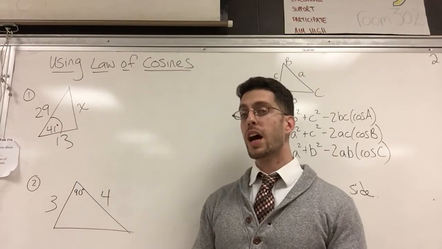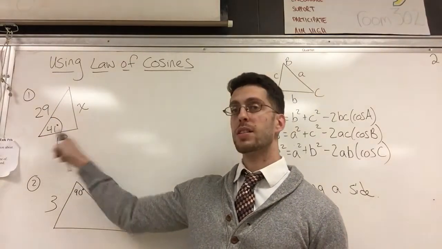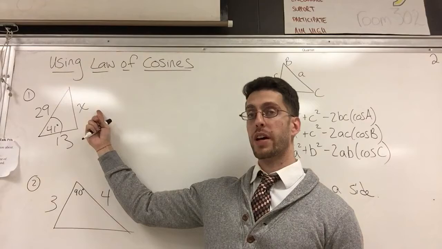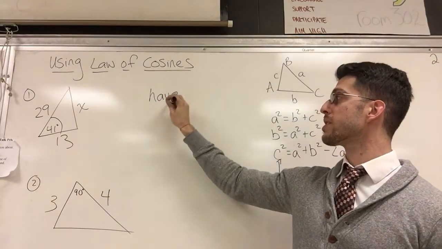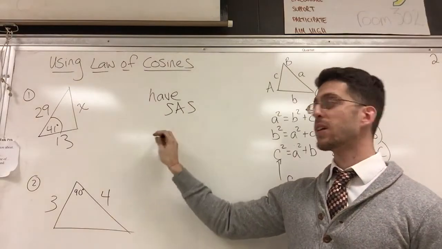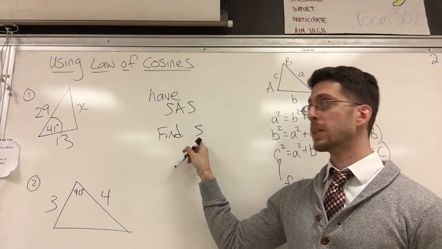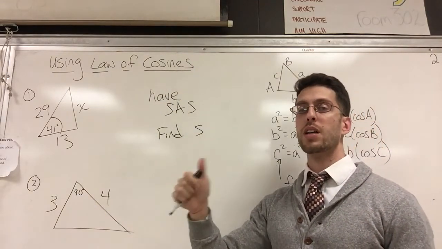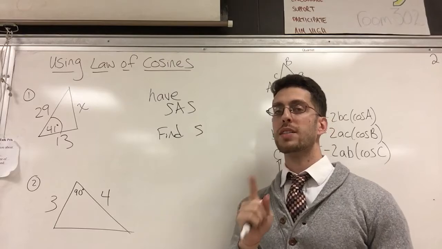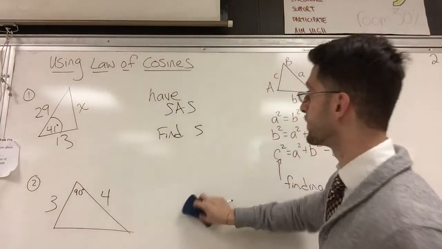So if you're looking at a diagram and you have this information, a side, an angle, and a side, you can find the other side. If you have side, angle, side, you can find the third side. The law of cosines is applicable when you have side, angle, side. It's also applicable when you have side, side, side, but I'll do that in another video. Side, side, side. All right.